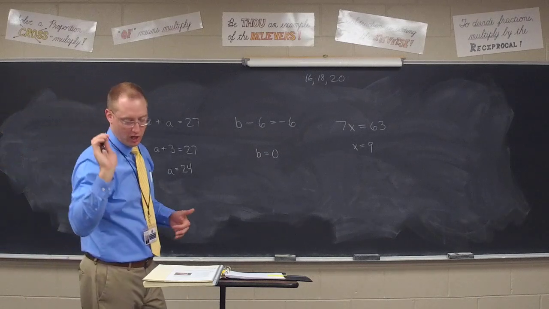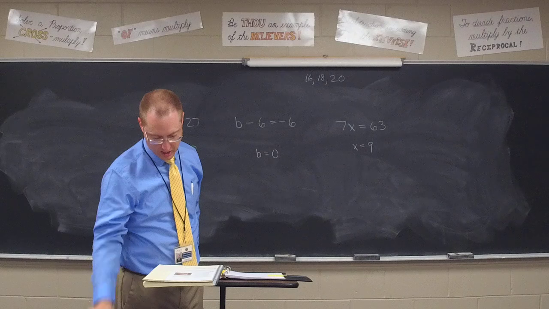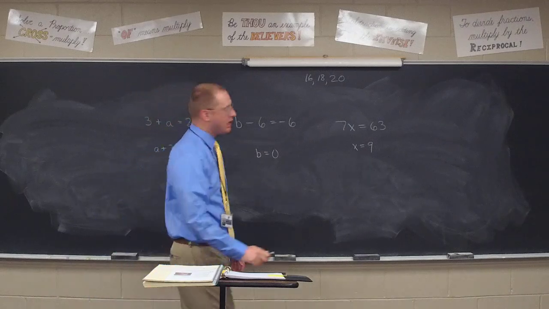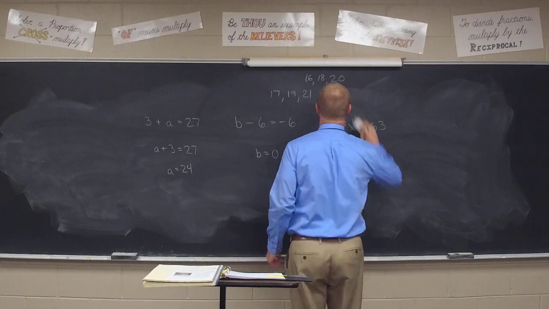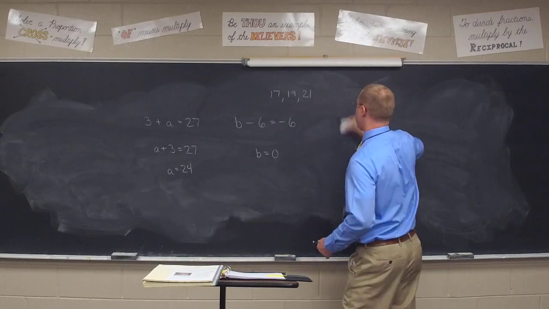All right, let's go right across the column to the ones above the seashells in the hands. And let's do 17, 19, and 21 now. Same thing, write the equation and solve.